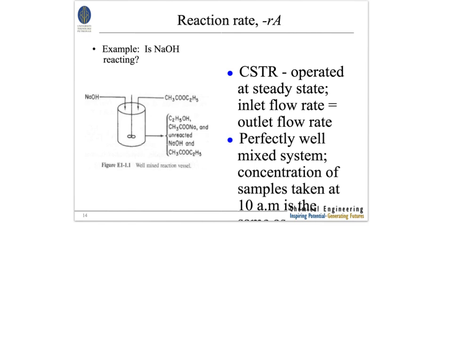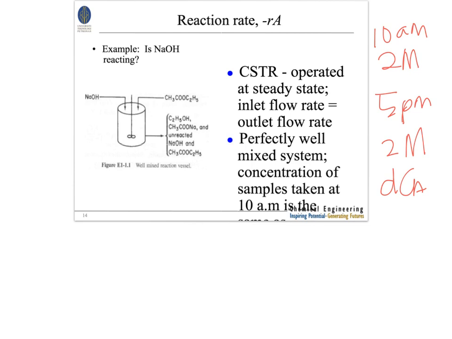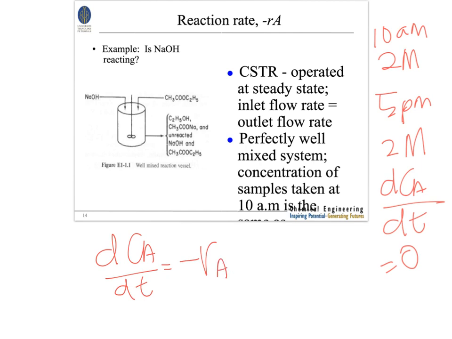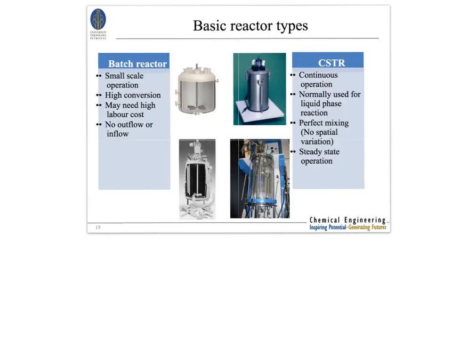For example, you check the concentration of sodium hydroxide at 10 a.m. and it is 2 molar. But at 5 p.m., when you check again, the concentration will still remain 2 molar. So the change of concentration of NaOH, dCA over dt, is 0 over time. But does it mean that there is no reaction occurring in the system? It's not right. That's why we cannot say dCA over dt equals to minus rA as a general definition of reaction rate. This is only valid for batch but not valid for flow reactors.